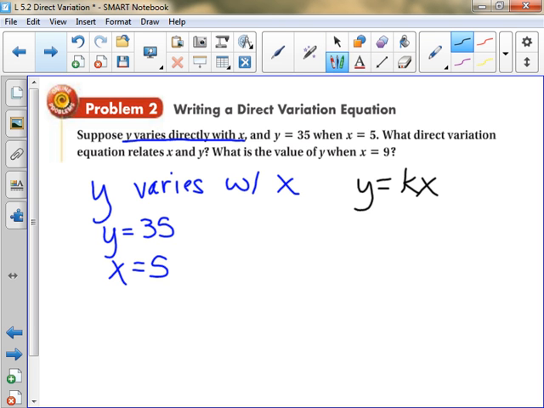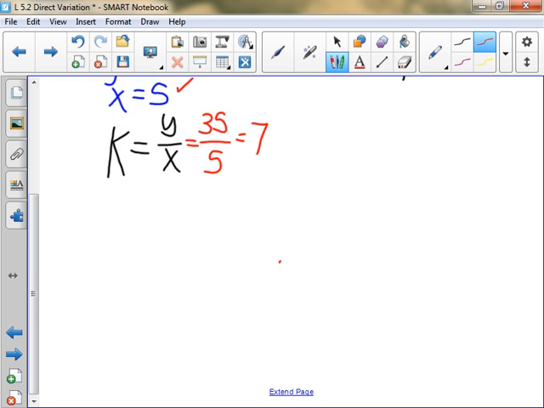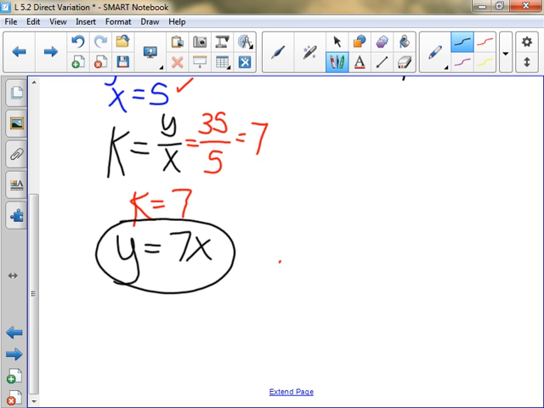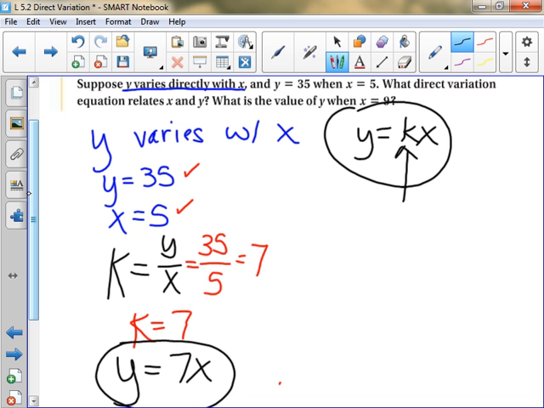Well, to write a direct variation equation, you have to figure out what the k is. And the k, as we wrote down earlier, is always equal to y over x. So you just take y, that's 35, and you divide it by x, that's 5. 35 divided by 5 is 7. So your constant, or your k, is equal to 7. Therefore your equation is y equals 7x. That's your direct variation equation. It's very simple, and what most people try to do is make it more complicated than it is.